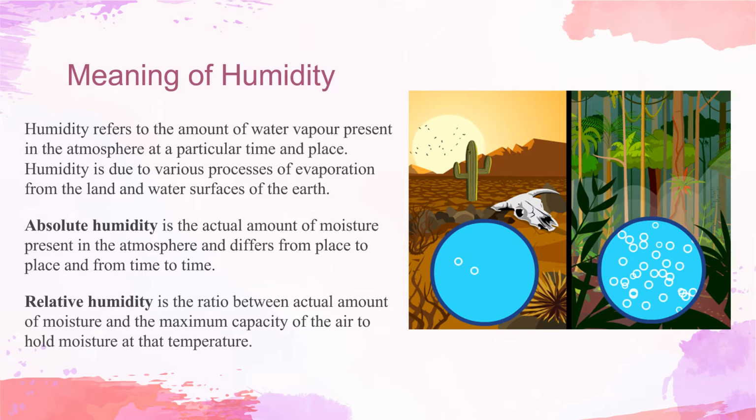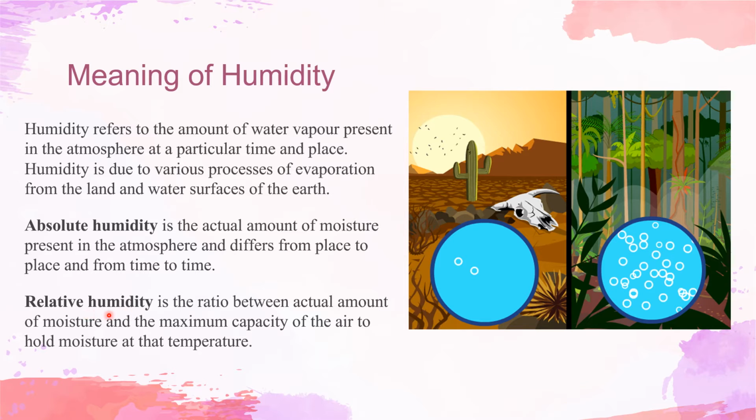Absolute humidity is the actual amount of moisture present in the atmosphere and differs from place to place and from time to time. So whatever amount of moisture or water vapor is present in the atmosphere at a certain place and at a certain time, that is called the absolute humidity. And there is another term called relative humidity. We all know that when the term relative comes, it means with respect to something else.